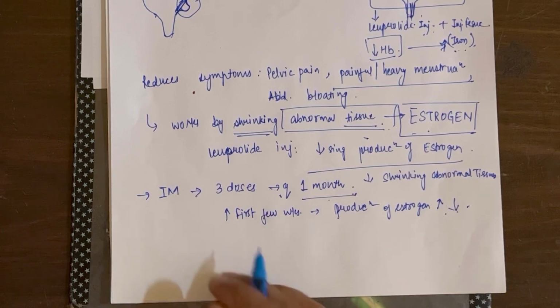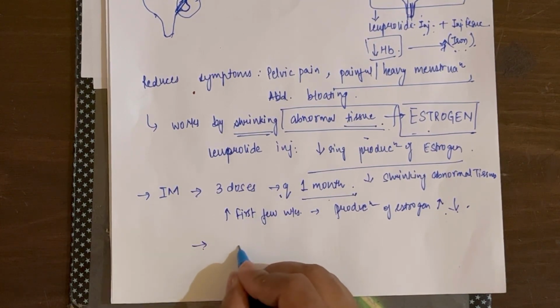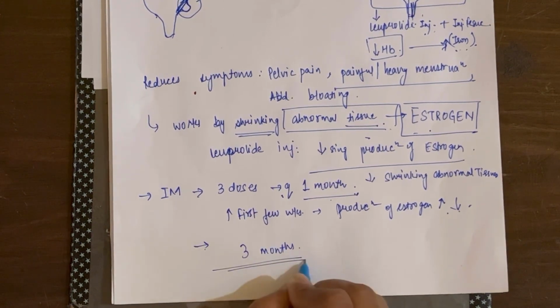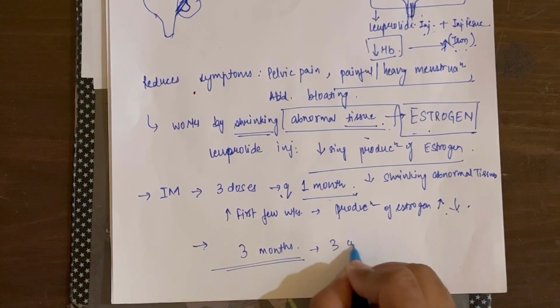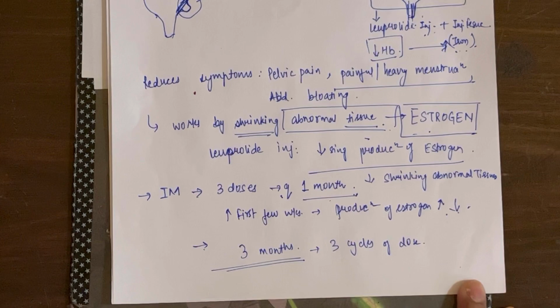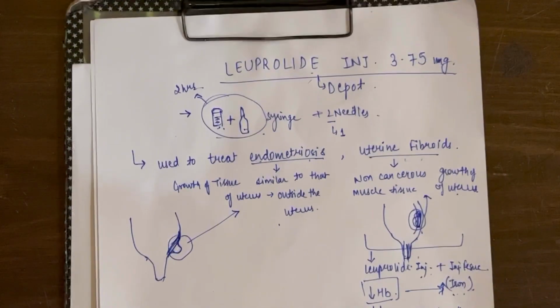Okay. And whenever you are starting this injection, we have to continue it for a minimum of 3 months, because it takes around 3 cycles of the dosage to control the symptoms properly. So this was about the Leuprolide injection in short.